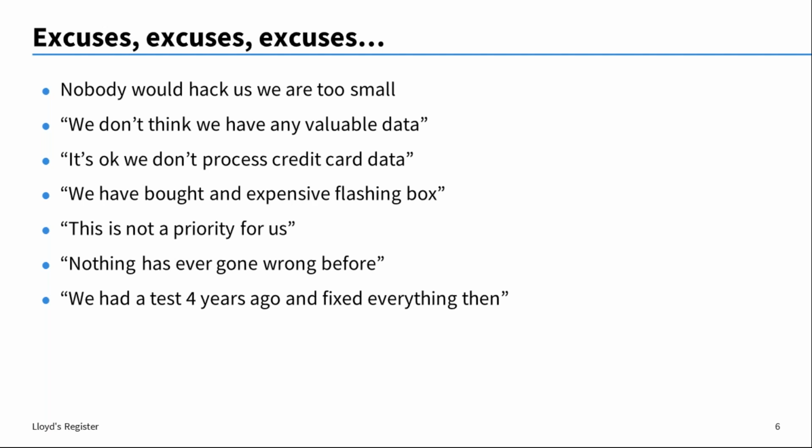As we all appreciate, once that has happened, it's too late. You cannot go back and fix it, but we have to make sure that if it does happen to us, we do everything in our power to stop it happening again.